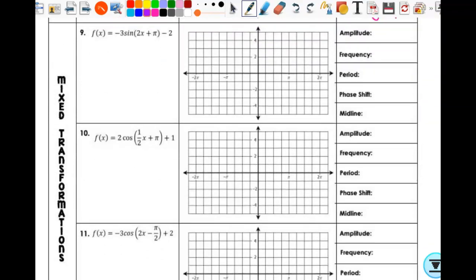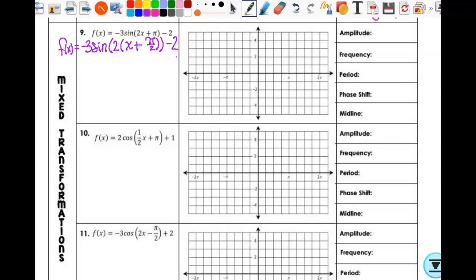Do I need to factor in number 9? Yes. So I'm going to have f of x is equal to negative 3 times the sine of 2 times x plus pi halves, minus 2. Everybody good with where all that came from?